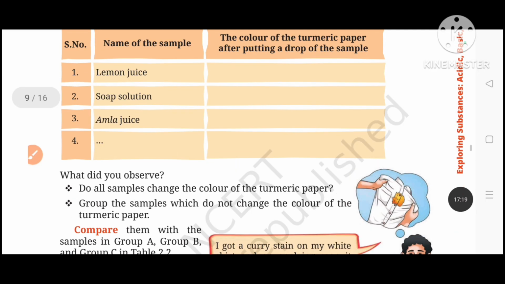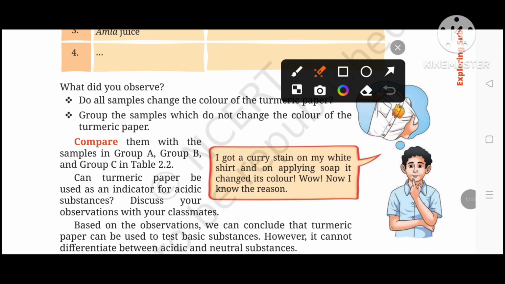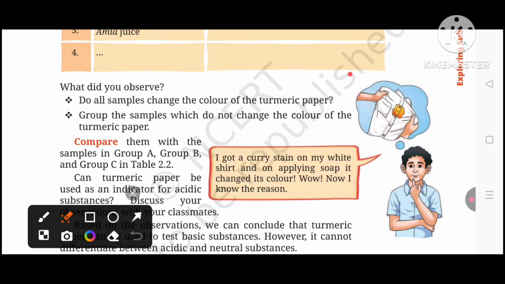So we have done this activity. What did you observe? Do all the samples change the color of the turmeric paper? No, only samples which are basic in nature will change the color of the turmeric strips. Group the samples which do not change the color of the turmeric paper. The acidic samples such as amla juice and lemon juice did not change the color and remain yellow, while the basic solution such as the soap solution will change the color of the yellow strip into reddish brown.